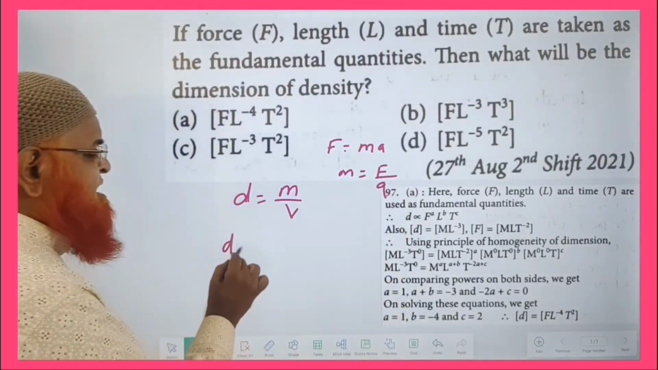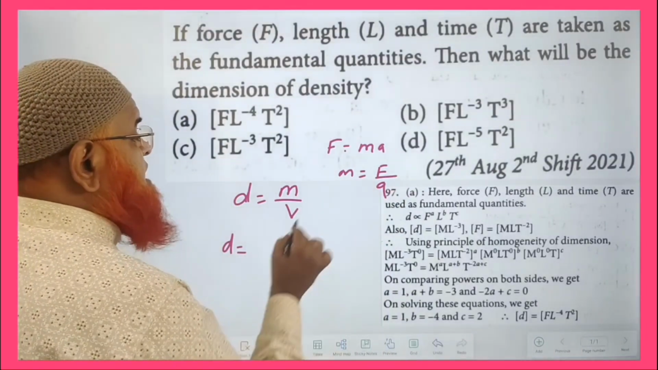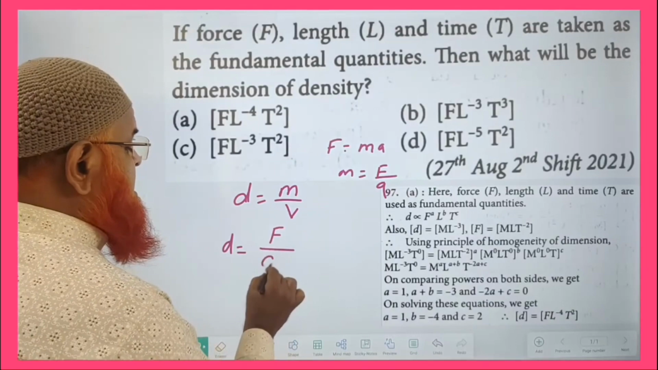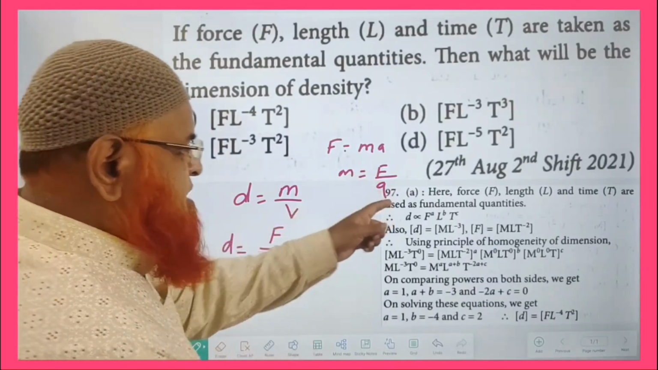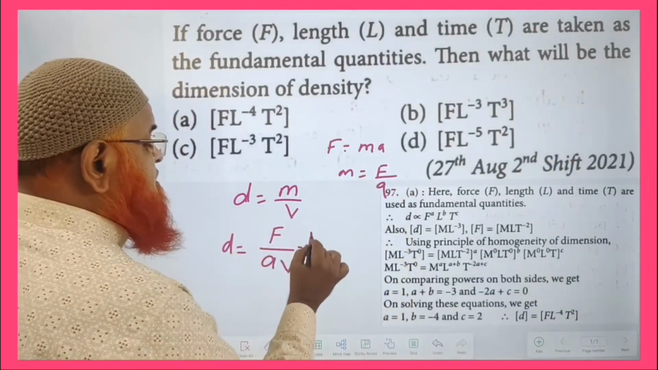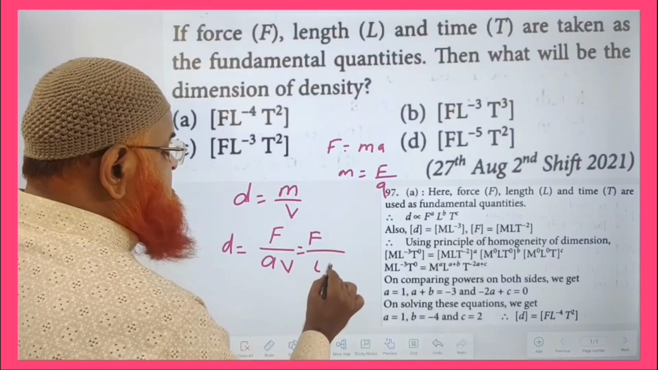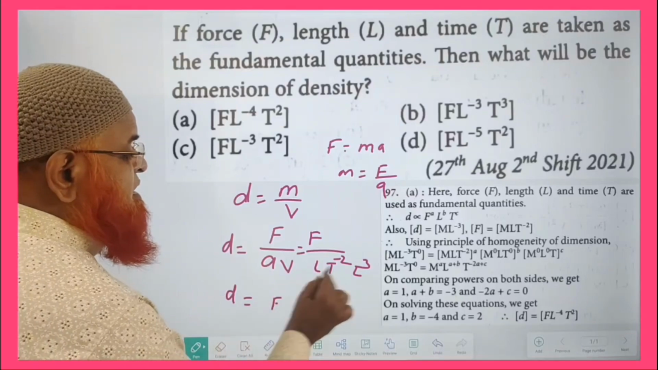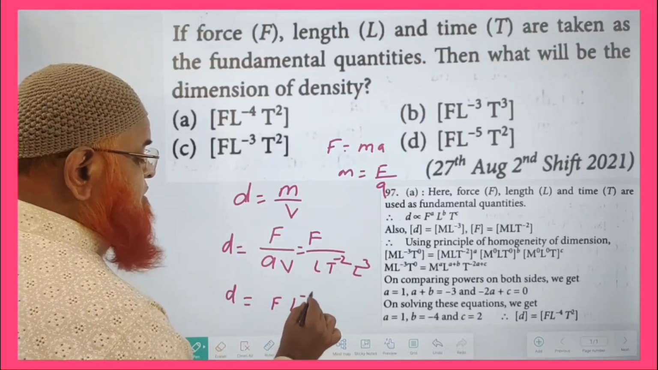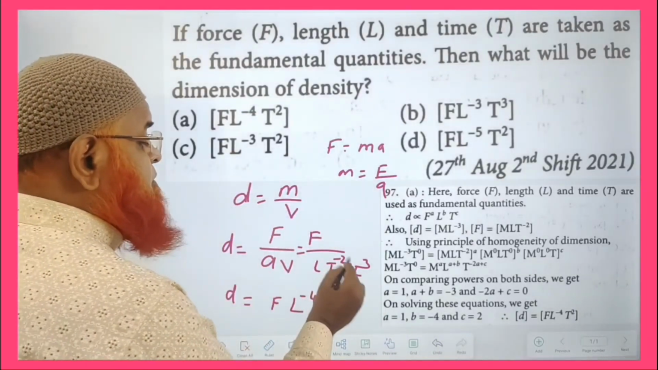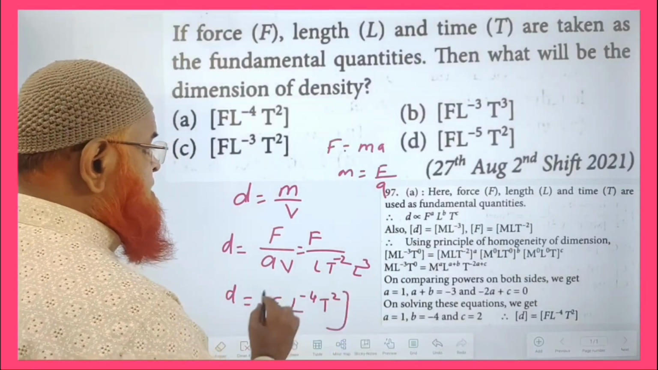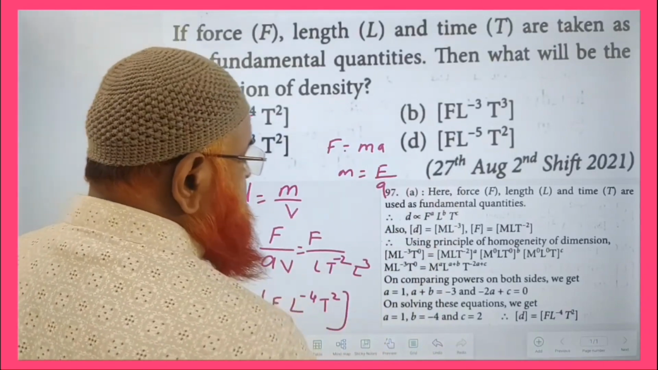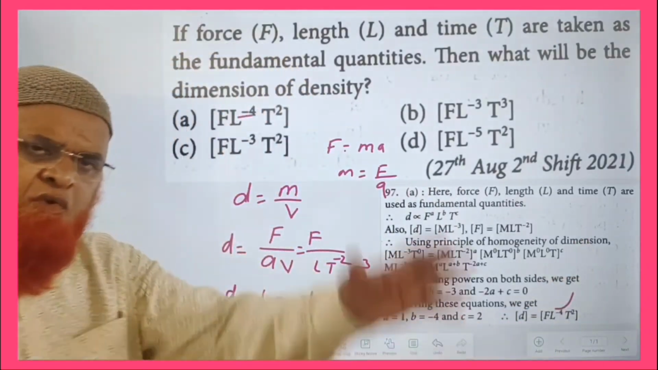Your work is done. 50% of the work is done, my dear. So M is equal to F by A. Already V is present here. So F by A. That's it. Now F you'll write like that only, divided by A means LT power minus 2. Volume is L cube. That's it. Your answer is ready, my dear. This is L power 4, becomes L power minus 4, goes to the numerator. T power minus 2 comes to the numerator, becomes T square. I think your correct answer is yes, this one. That's it. Thank you very much. Have a nice day.